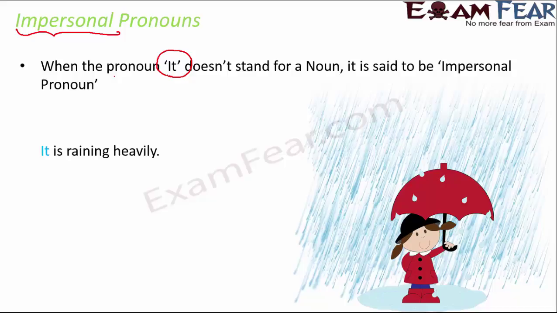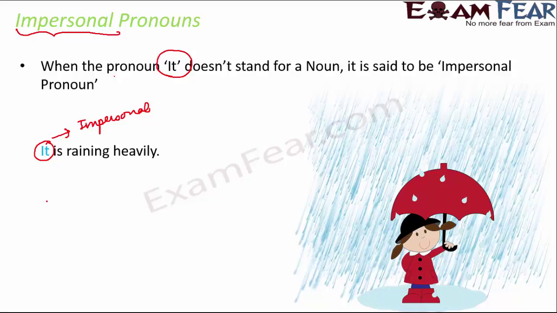Now, if you ever come across a situation when the pronoun it doesn't stand for a noun, let us take this example, it is raining heavily. So in this case, this it is not used in place of any other noun, and therefore this it is an impersonal pronoun. Now this doesn't mean that it is always an impersonal pronoun.